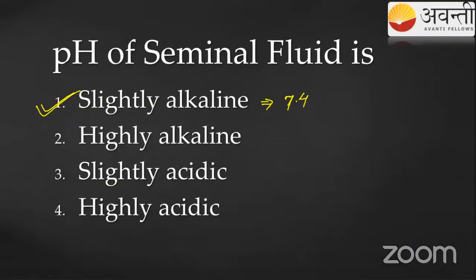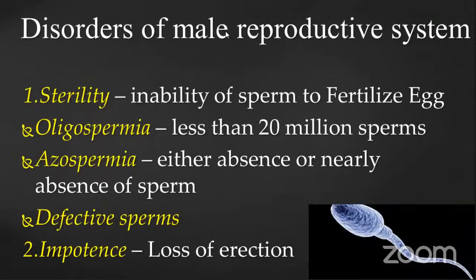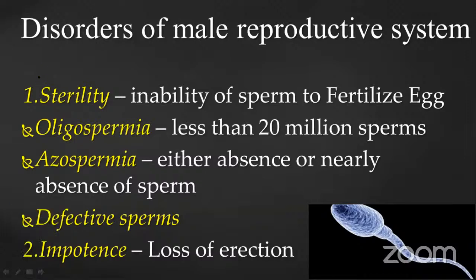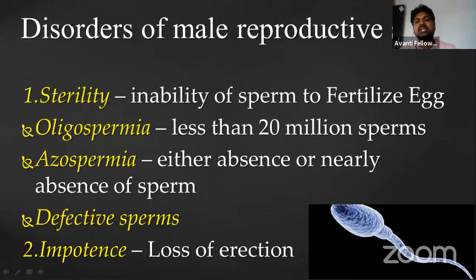So the next thing is the disorders of the male reproductive system. मतलब मेल रिप्रोडक्टिव सिस्टम में कौन कौन से डिसऑर्डर हमें देखने को मिलते हैं. So there are some disorders here. You can see the first disorder is sterility. Then what is meant by sterility? Sterility is the inability of the sperm to fertilize the egg.